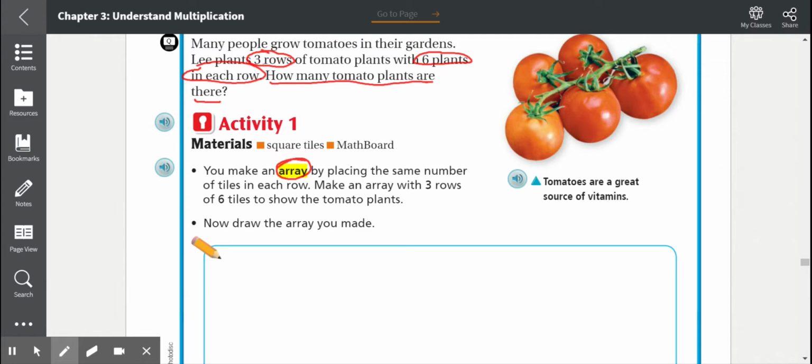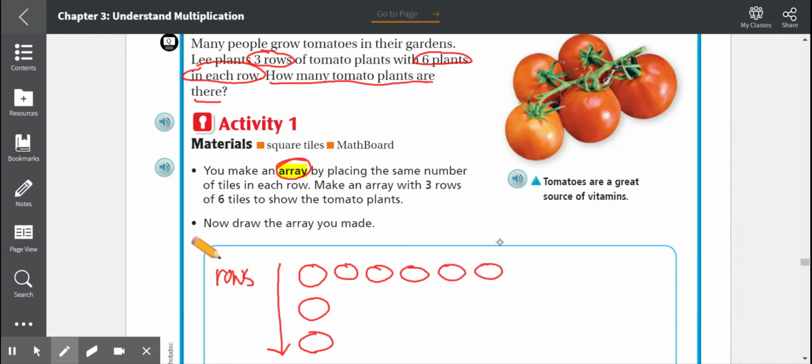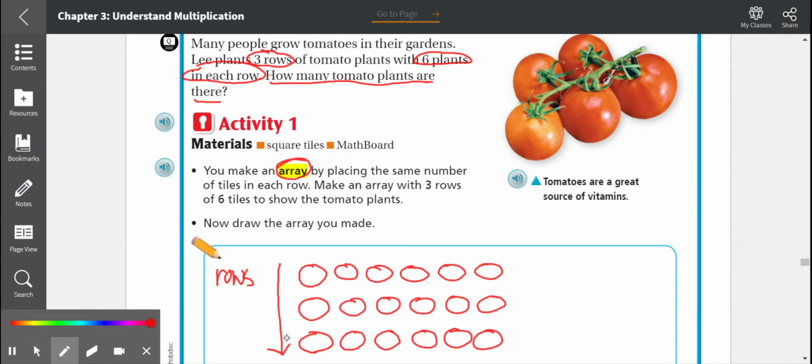So he starts with 3 rows. So we're going to draw 3 rows. 1, 2, 3. Something important to remember is that rows are the ones that are first and they go down. So these are the rows. And then there are 6 plants in each row. So this is 1, 2, 3, 4, 5, 6. We need to do that again because it says in each. 1, 2, 3, 4, 5, 6. 1, 2, 3, 4, 5, 6.